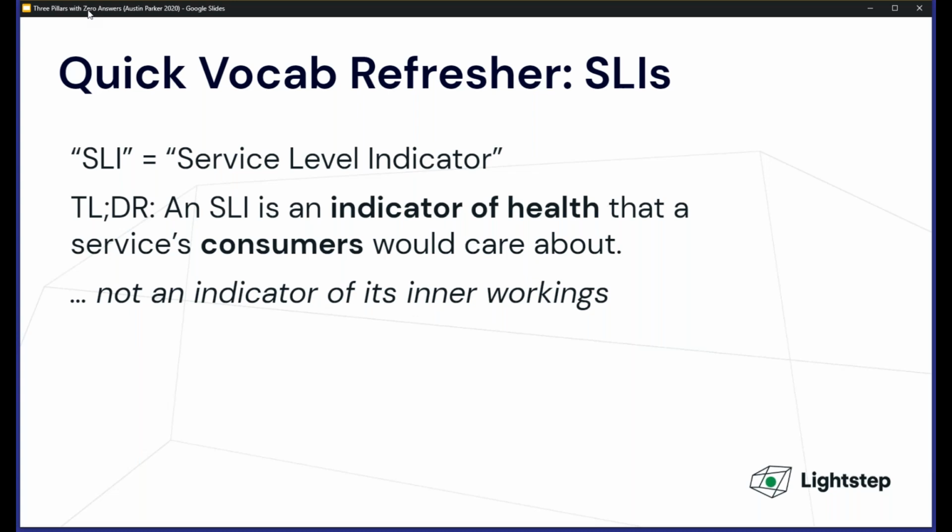And SLIs are simply an indicator of health that the consumer of a service would care about. So let's say I have a Kafka queue. An SLI for that might be how long it takes a message to get into and out of a queue for a particular topic. Now, you wouldn't really want to look at the CPU load or the number of nodes that you're running Kafka on as an SLI. Those are really just details about how Kafka is run.